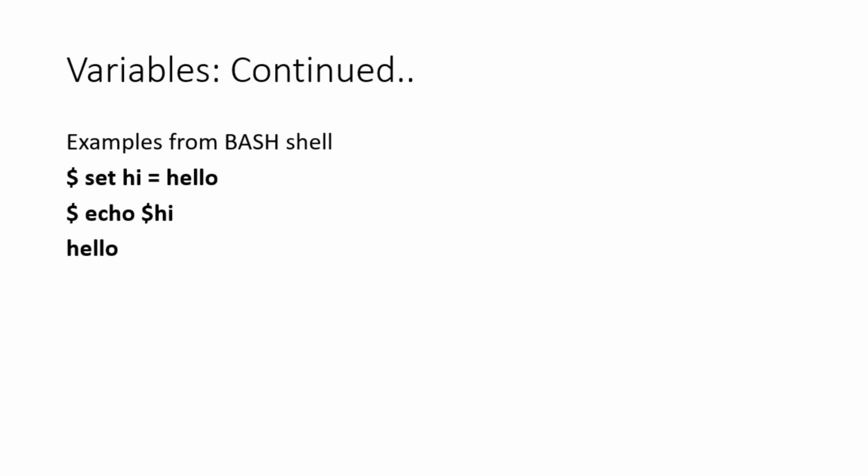The user variables are defined by you. Here we are trying to define a variable in the bash shell that is applicable to the current shell using the set command. This set command accepts spaces around the assignment operator equal to. So we are setting the variable called hi to a value called hello. And to check the value of the variable hi, we use the echo command.